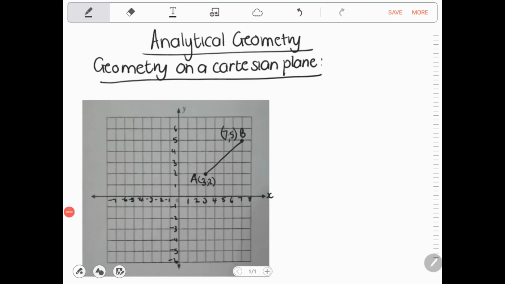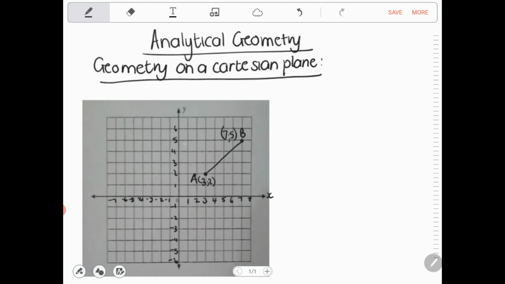Okay, so we're going to be looking at analytical geometry today. And analytical geometry is actually geometry on a Cartesian plane. So we have here a Cartesian plane that I've set up. And we have 2 points. A is a point where x is 3 and y is 2. Remember, we always read off x first and then y.